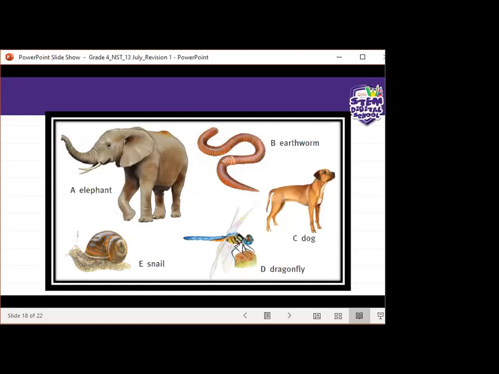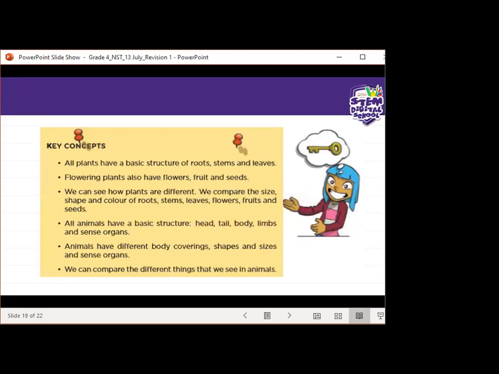Okay, and then our key concepts are that all plants have a basic structure of roots, stems, and leaves. Flowering plants also have flowers, fruit, and seeds. We can see how plants are different. We compare the size, shape, as well as the color of roots, stems, leaves, flowers, fruits, and seeds. Okay, and then all animals have a basic structure, which is head, tail, body, limbs, as well as sense organs. Animals have different body coverings, shapes, and sizes, as well as sense organs, and we can compare the different things that we see in animals.